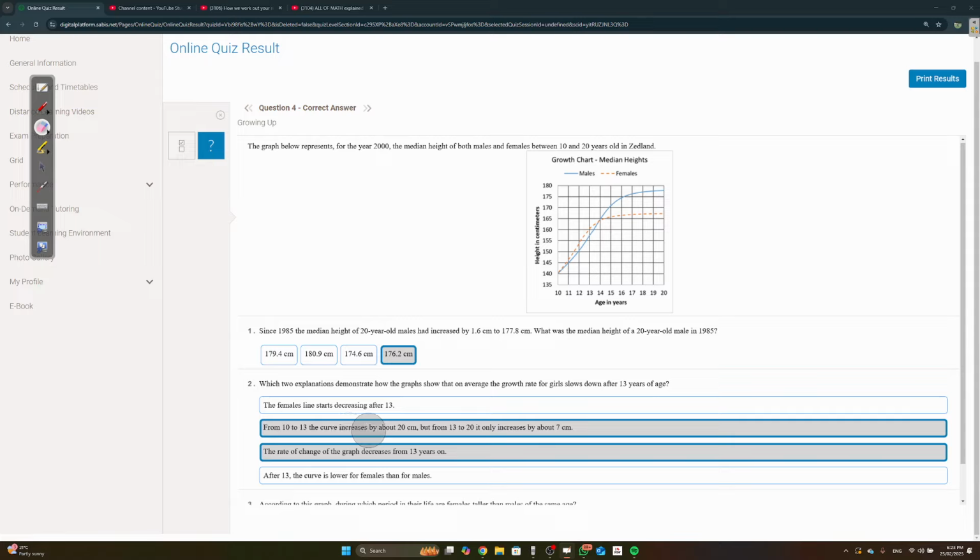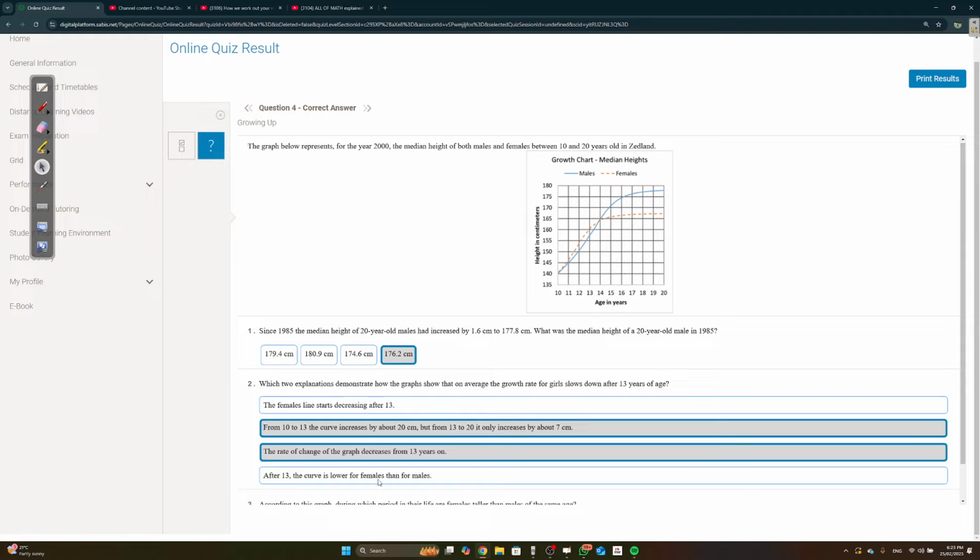From 10 to 13, the curve increases by about 20. You see how? And then from 13 to 20, it only increases by about 7. That's pretty self-explanatory. The rate of change of the graph decreases from 13 years. Okay, that's also correct. As you can see, it slowed down. The change began to slow down.